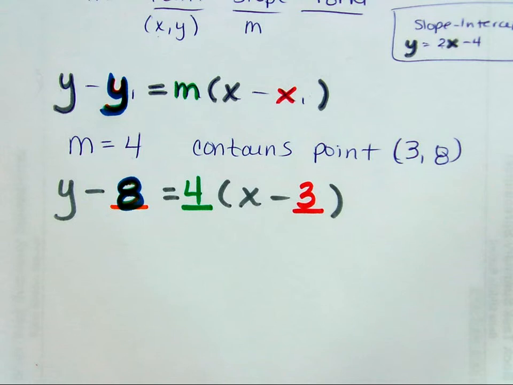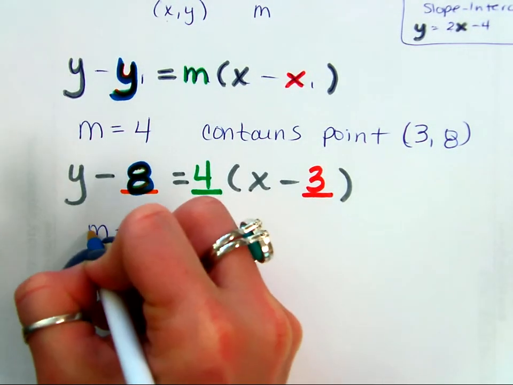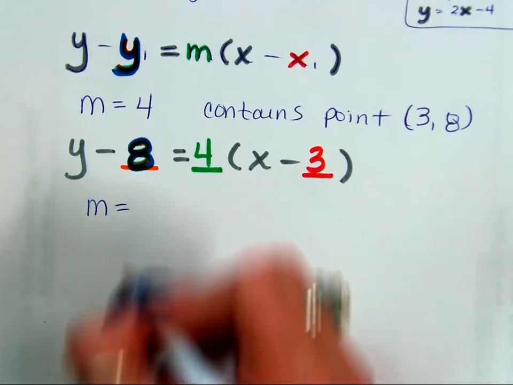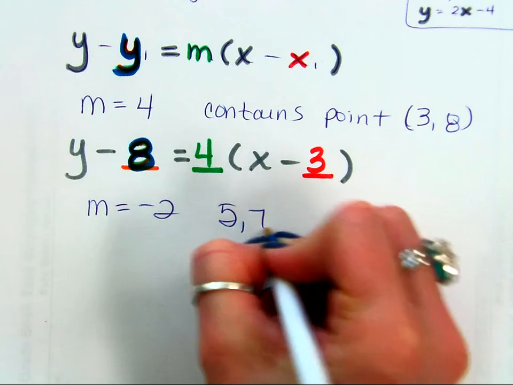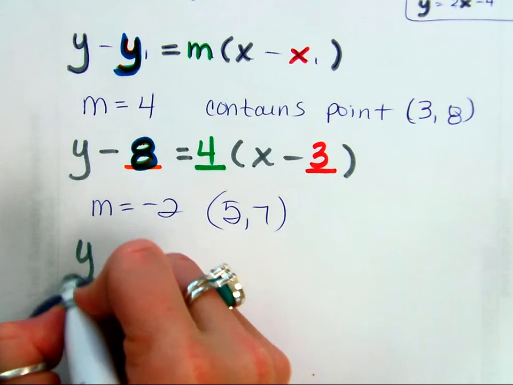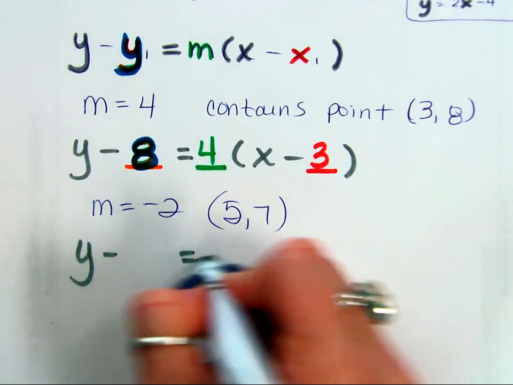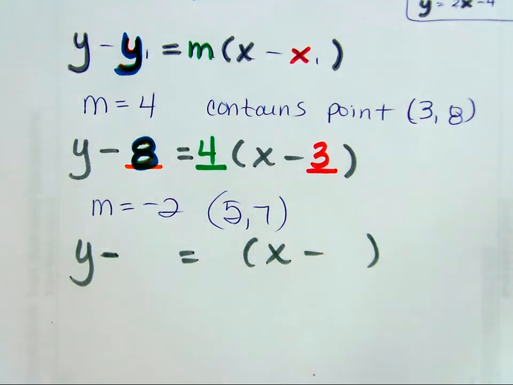So if I were to say, write the equation of a line in point-slope form. It has a slope of -2 and contains the point (5, 7). Where would they go? So it's going to take you a little while to work with the formula before you actually start to memorize it. So it's going to be y minus, equals, space, x minus, okay?